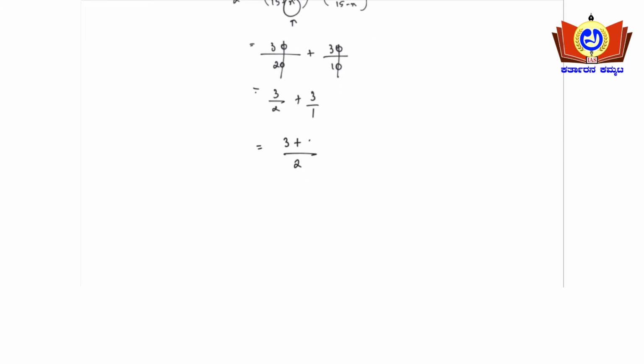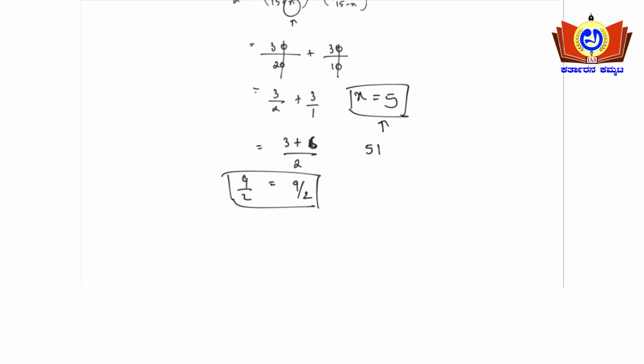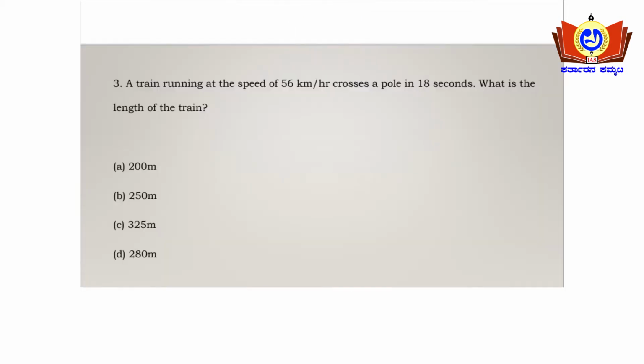3 upon 2 plus 3 upon 1, so LCM will be 2. So that is 9 upon 2. 9 upon 2 equals 9 upon 2. So when you substitute x equals 5, you will get 9 upon 2 equals 9 upon 2. So the speed of the stream will be 5 km per hour. This is as simple as that. Okay, moving on to the next question.